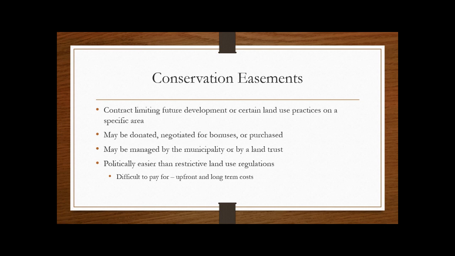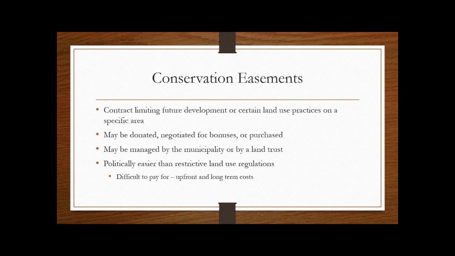They can be purchased by a nonprofit. They can be purchased by a municipality. They can be purchased by the state. They can be managed by the municipality or a private organization like the Finger Lakes Land Trust. It's definitely politically easier to allow conservation easements than to put restrictions on land use. However, if you're going to have a purchase of easements program, particularly one that is paid for with local tax dollars, it can be difficult to have funds for that.